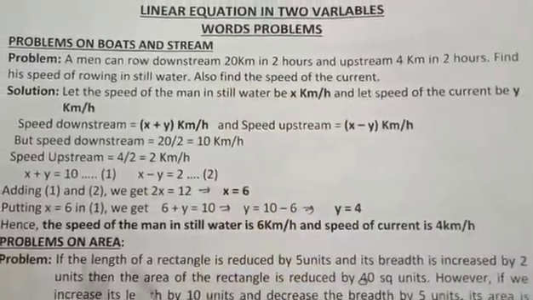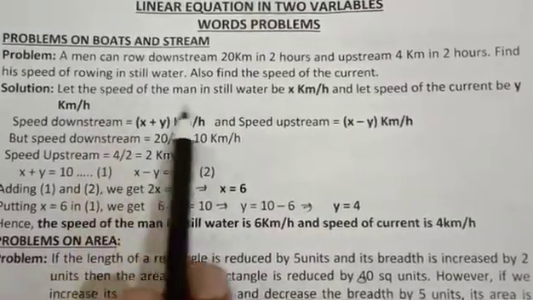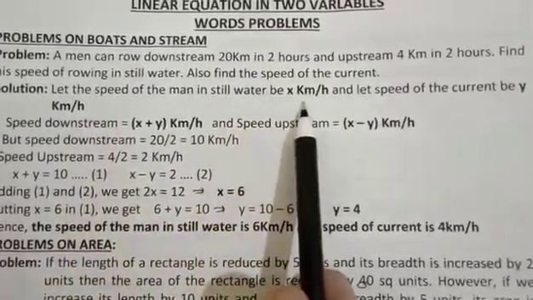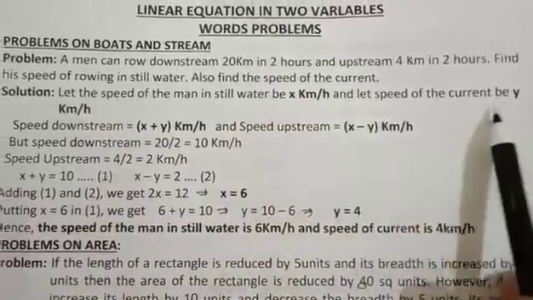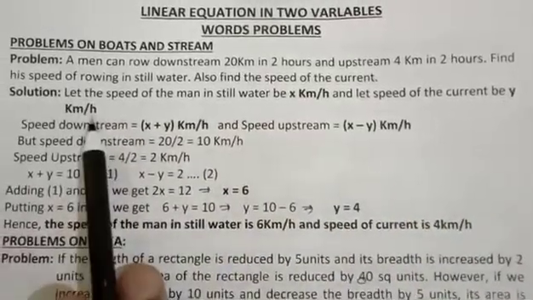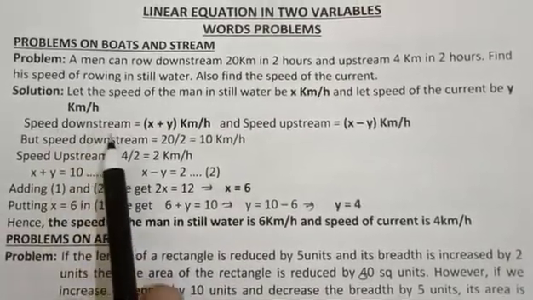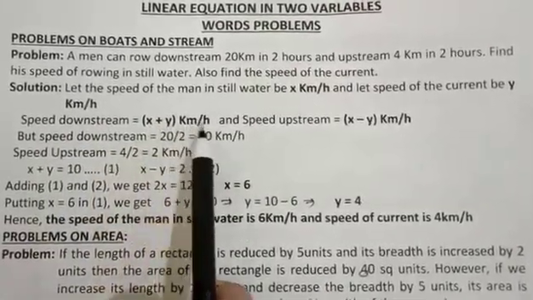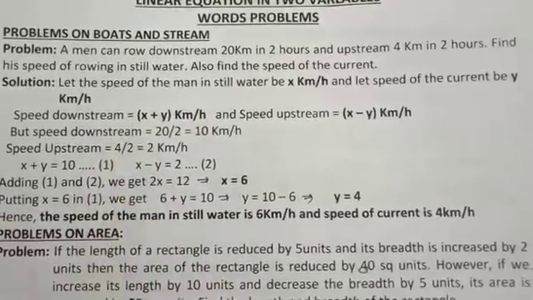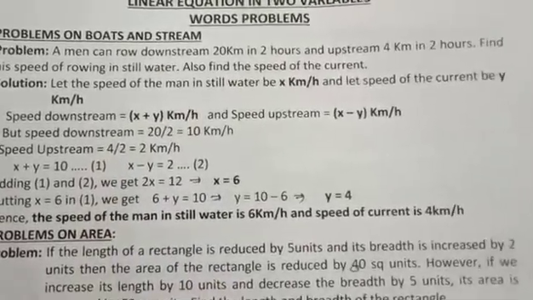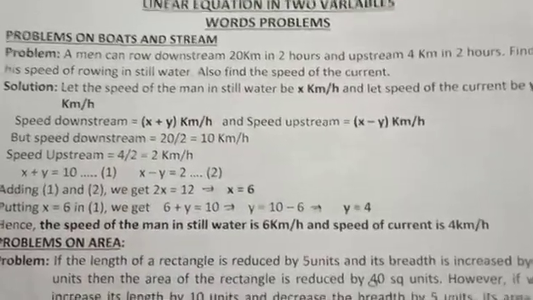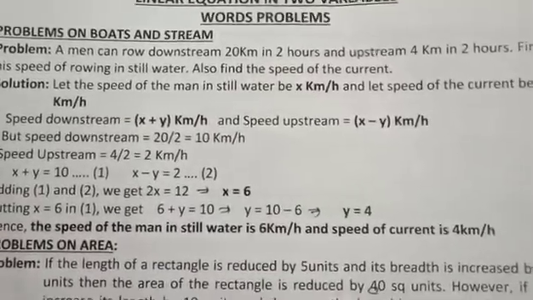Coming to the solution part, we will assume, let the speed of the man in still water be x km per hour and the speed of the current be y km per hour. Then the speed downstream will be x plus y km per hour. In this case, we are adding both the speeds because downstream means moving with the stream.